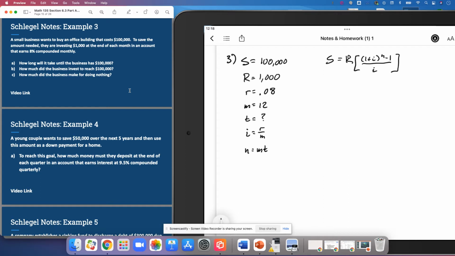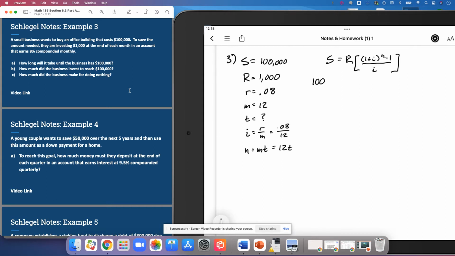And so I is R over M, so we do have 0.08 over 12. And N is MT, so we do have 12T. And we are going to put it in Wolfram exactly like that, with the 12T being what goes in. So 0.08 divided by 12 gives me a repeating decimal, so I am not going to use that. I'm going to use the fraction. And so let's get going with this.